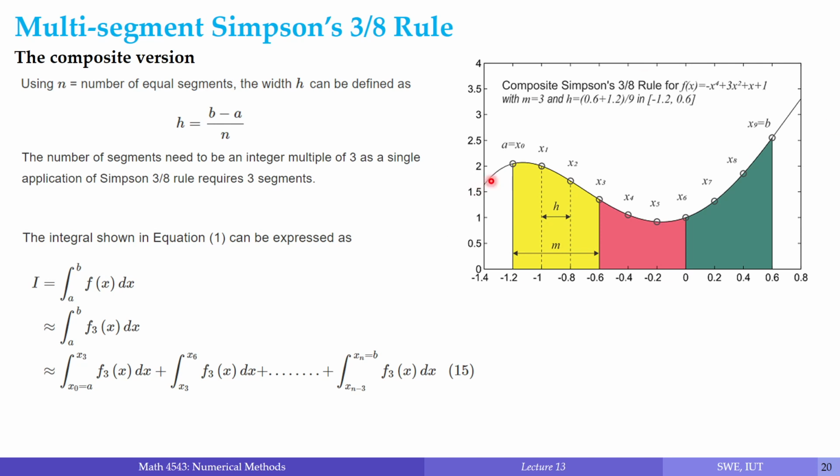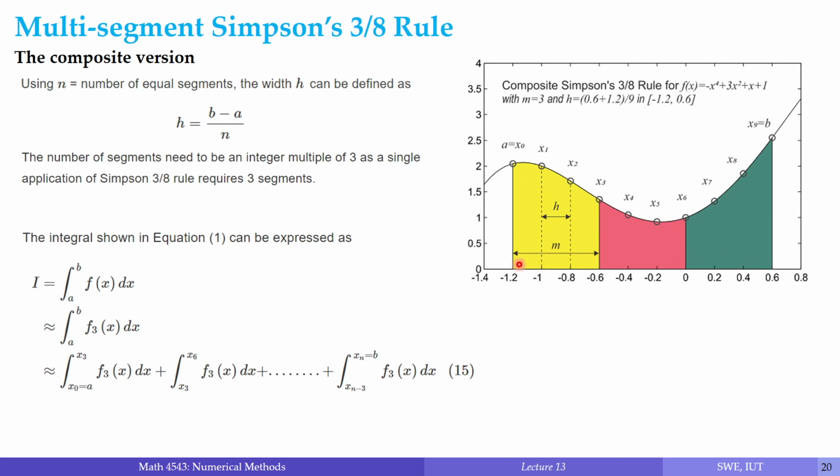If you look at this figure over here, this is the graph of the function x to the power 4 plus 3x squared plus x plus 1. So we are using 1, 2, 3, 4, 5, 6, 7, 8, 9 segments to approximate the area under this curve using the multi-segment Simpson's 3 by 8 rule. So the value of n is of course 9, and they have given an extra notation m equals 3. You can consider m to be a sub-interval, or a greater segment, not the smaller segment that we're talking about. So m is basically this yellow part, green part, and red part.